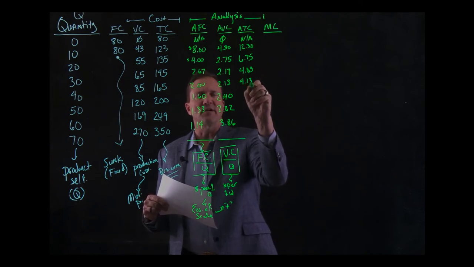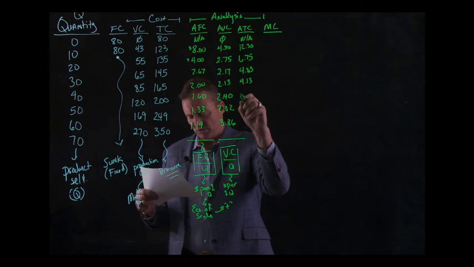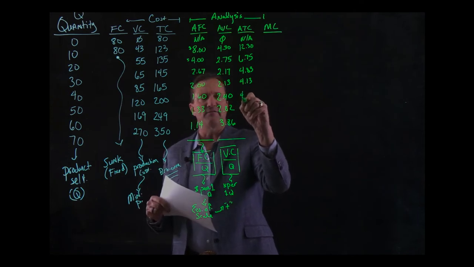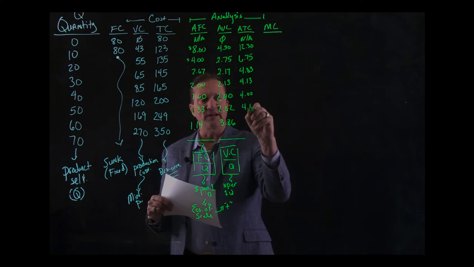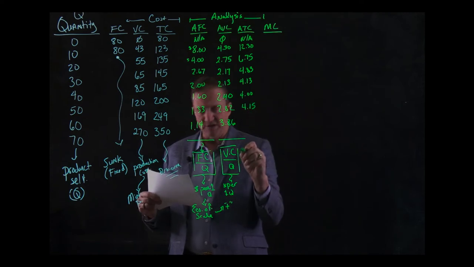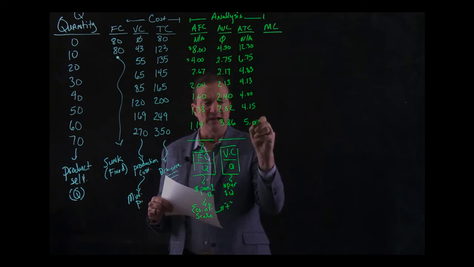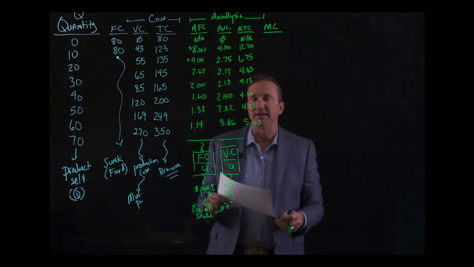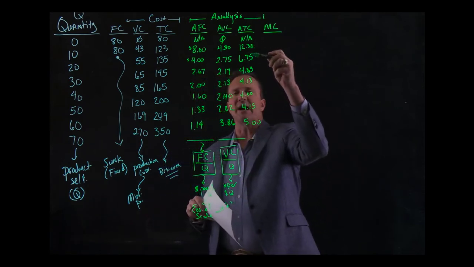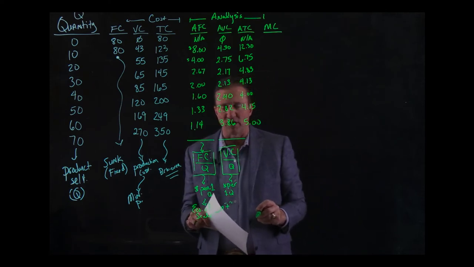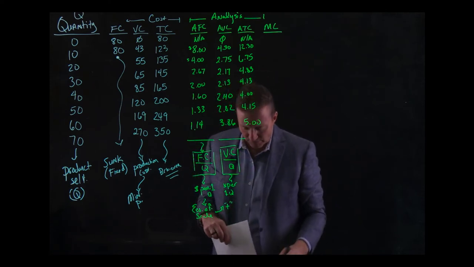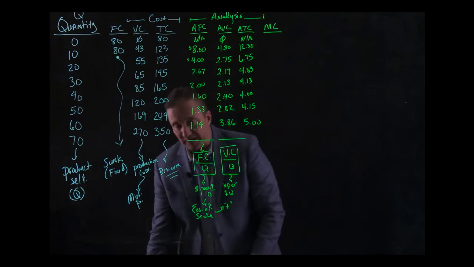Next one is 413. Next one's going to be right at $4. Next one's going to be 415. And the next one's going to be $5. Now, of course, you can tell that these are going to do the same thing. They're going to start high and drop, and they're going to go right back up because they're just following variable cost. In fact, that is probably one thing to make sure that we note here.